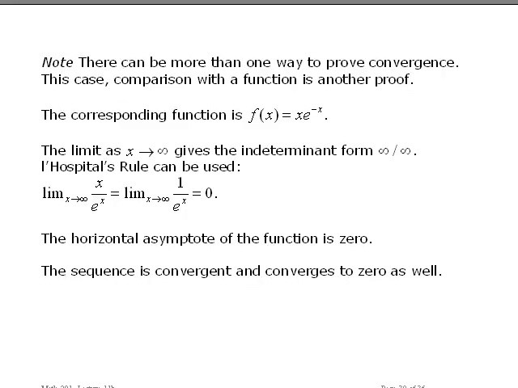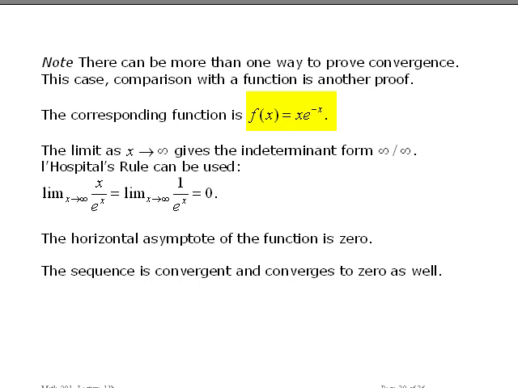I just wanted to point out that there is more than one way to test convergence. You know, just because you find one method doesn't mean there isn't another method. In fact, the other method might even be easier. For the sequence that we just did, which was n e to the minus n, we could have compared it to the corresponding real-valued function of x e to the minus x. Then we could have let x go to infinity, taking the limit as x goes to infinity of x over e to the x.